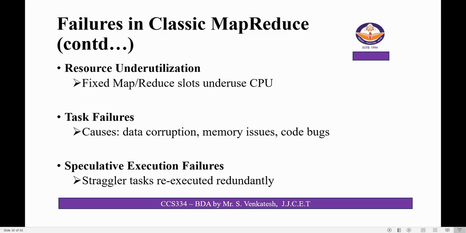Next one is task failures. What are the causes for task failures? Data may be corrupted. Memory may be having a problem, memory issues. Then code bugs, errors in code. Then speculative execution failures. Slow tasks, that is stragglers, are redundantly re-executed to improve performance. It may lead to duplicate outputs, wasted resources, and inaccurate speculation due to shared hardware bottlenecks. So the straggler tasks are executed again and again redundantly.